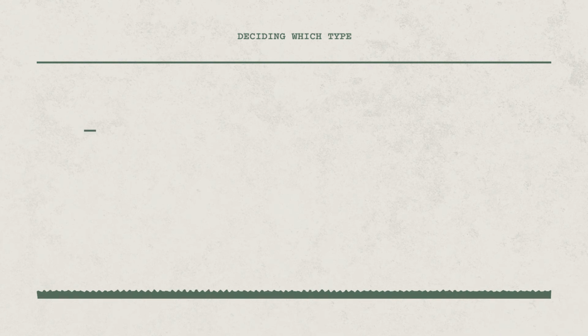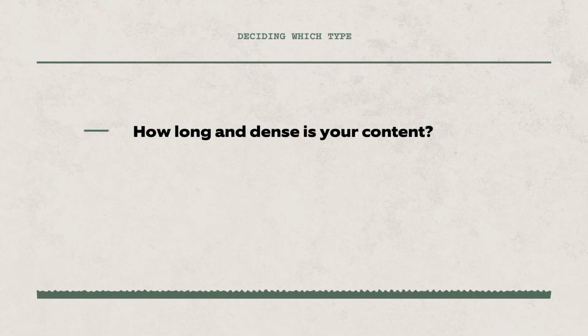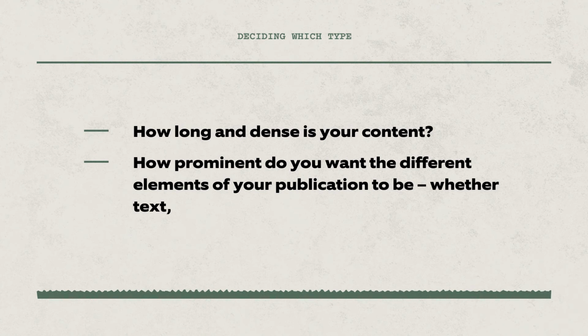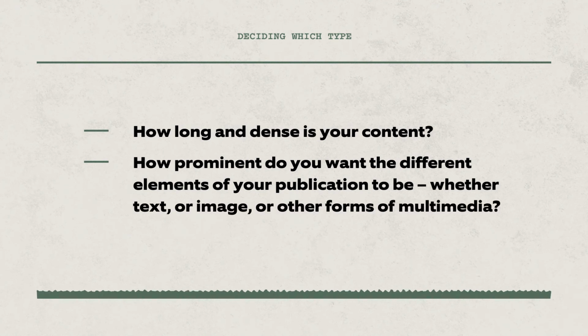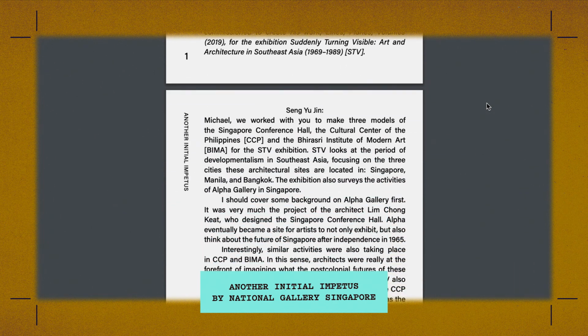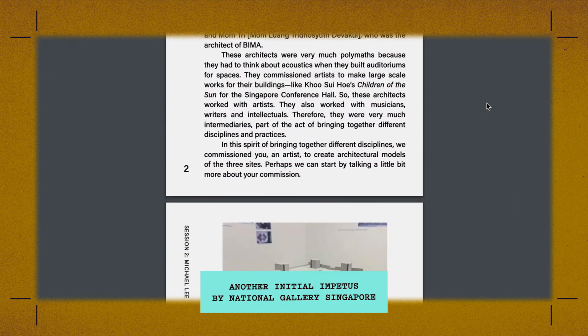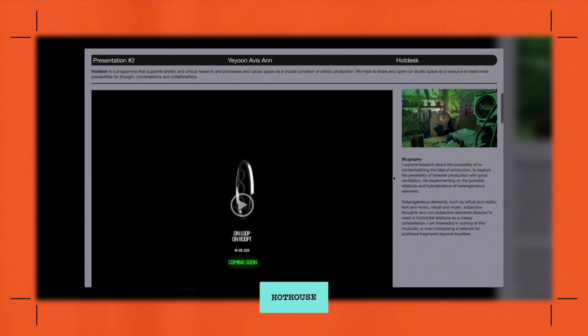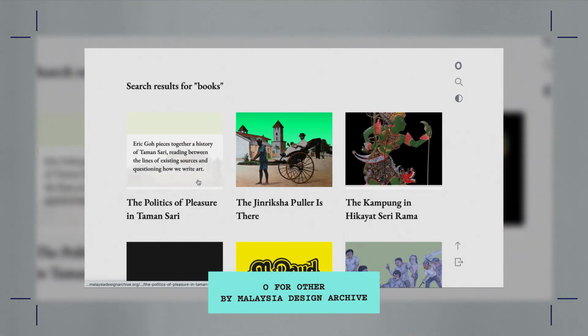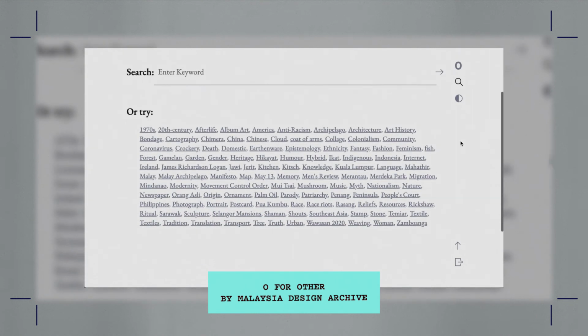You may think about: how long and dense is your content? How prominent do you want the different elements of your publication to be, whether text or image or other forms of multimedia? Clarifying these questions will help you decide which digital publishing format will best suit your needs. For instance, something that is more text-heavy and may benefit from annotation could do well as an ebook. If images or other forms of multimedia, such as video or audio, are crucial to your project, and if there is an intention to create multiple links to better draw a web of connections, then website platforms may be more suitable for your purposes.